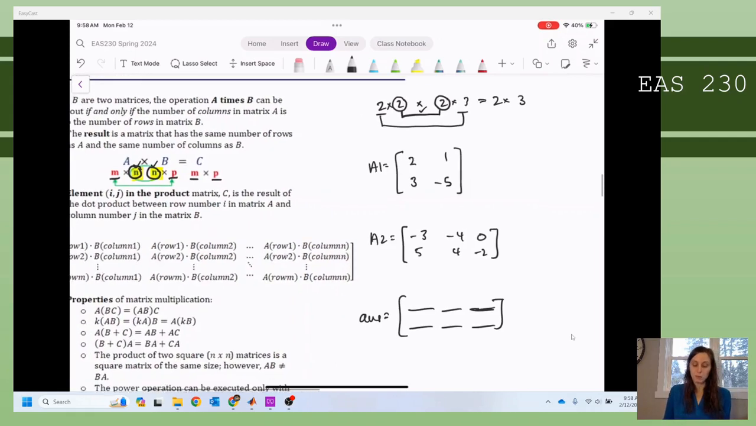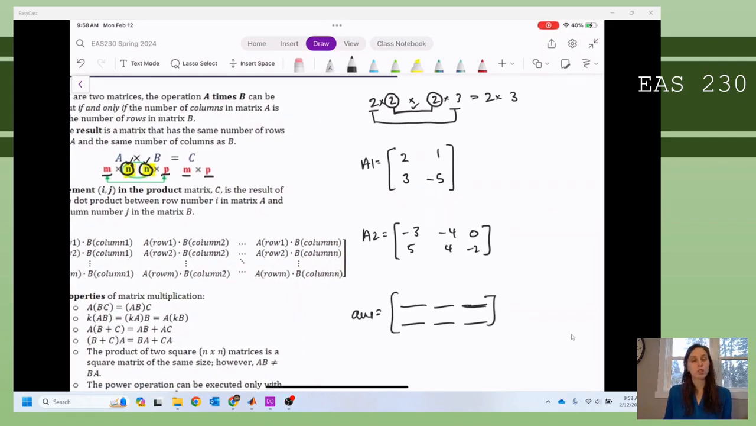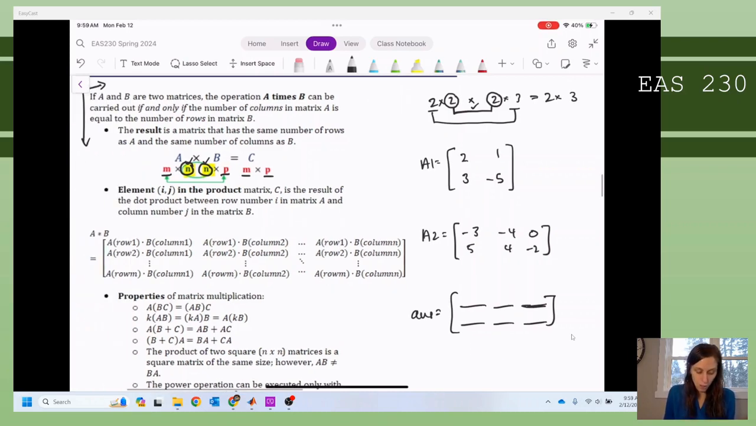So that means if my answer is a 2 by 3, I have 6 dot products in order to find the answers in this matrix. So element i, j in the product matrix, in order to find each of these values, I need to do the dot product between the rows in matrix A and the columns in matrix B. And this is what this matrix formally looks like. There's a way to remember it.